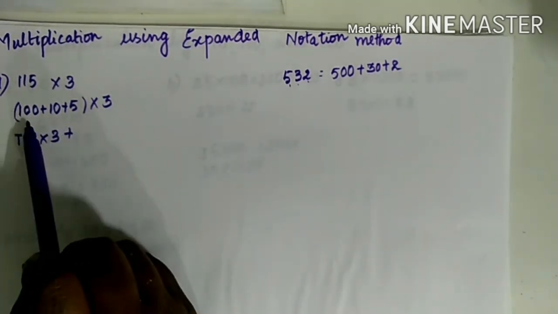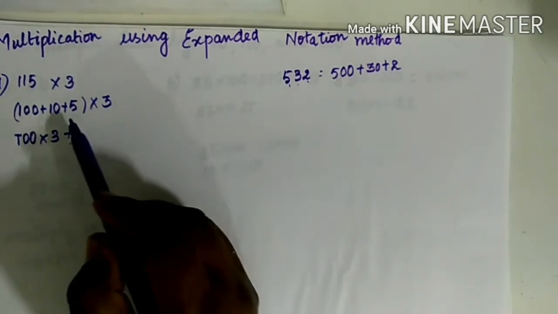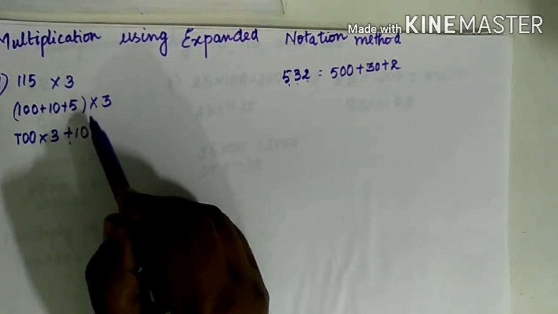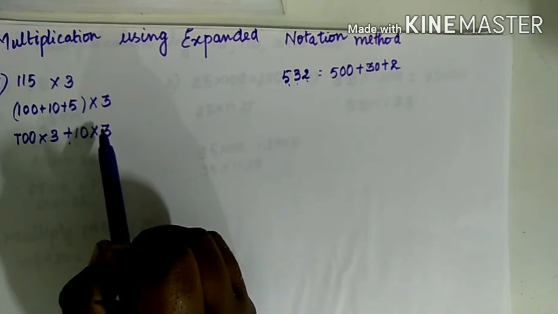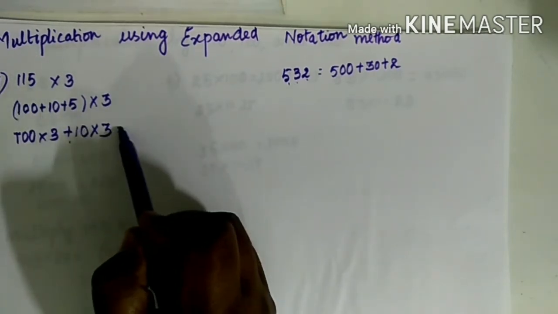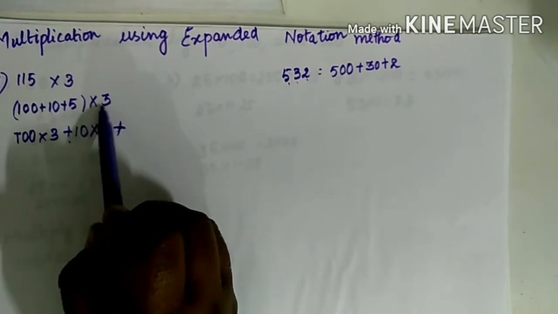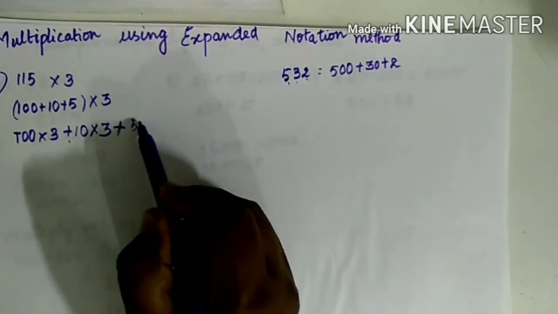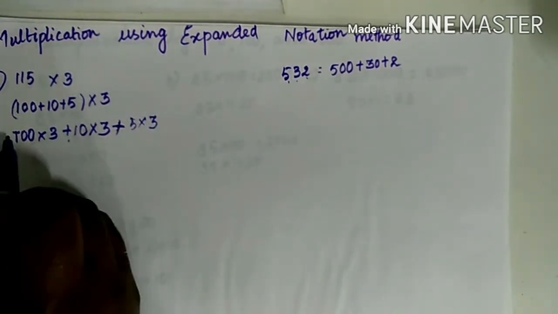3 you are going to multiply with 100 and the next operation is plus. Next what you are going to do? Take 10 and write it. Then put the multiplication symbol and 3. Next operation is what? Plus. Very good. So 3 into 5, you are going to write 5 into 3. Okay dear. That's all. First step has finished.